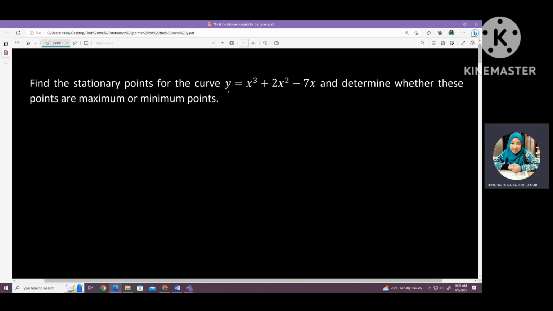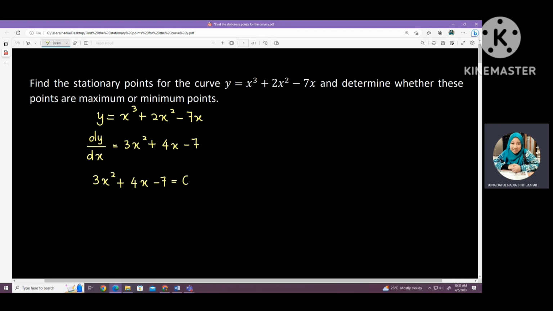So differentiate this function y equals x cubed plus 2x squared minus 7x. We'll get 3x squared plus 4x minus 7. And then we equate this equation to 0. So 3x squared plus 4x minus 7 is equal to 0, because as I mentioned just now, stationary points occur when dy/dx equals 0.